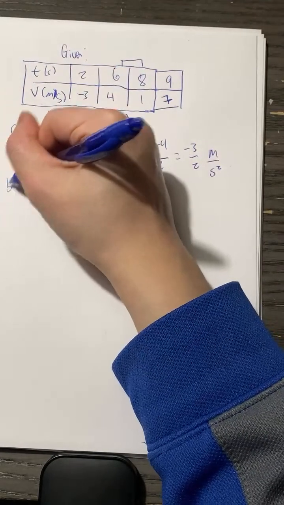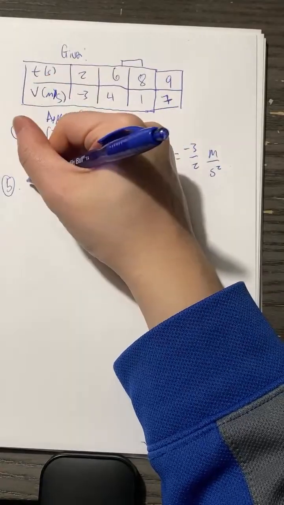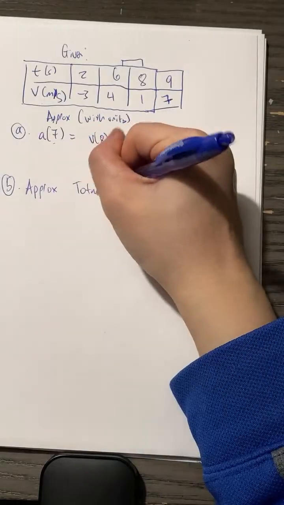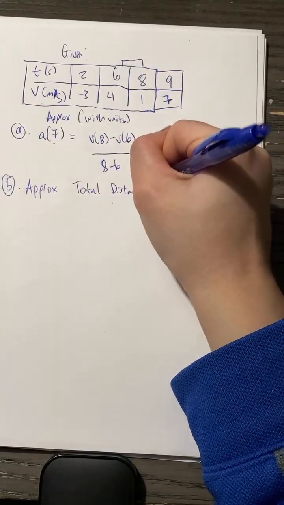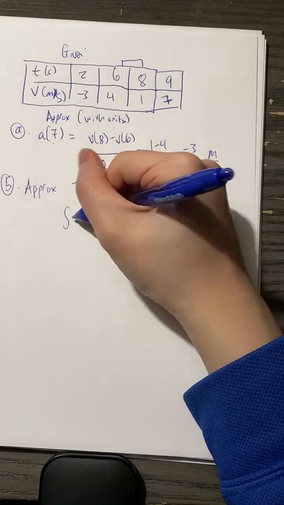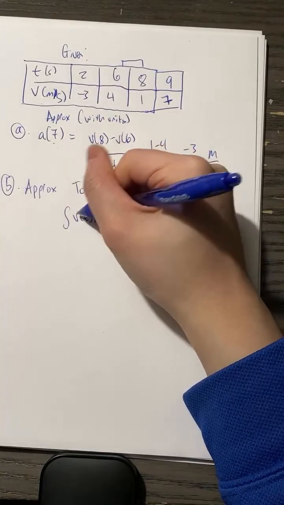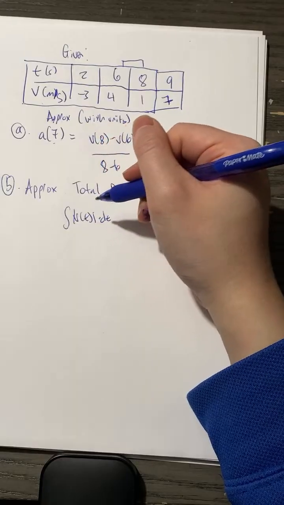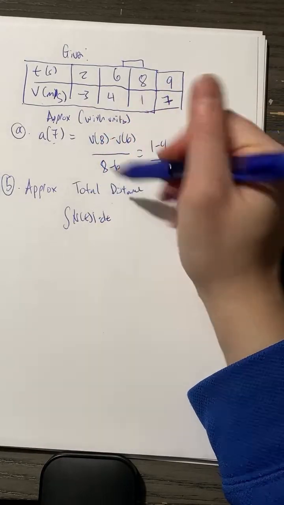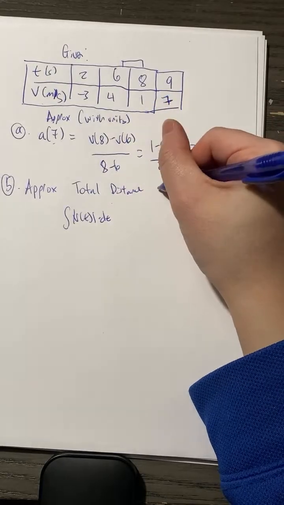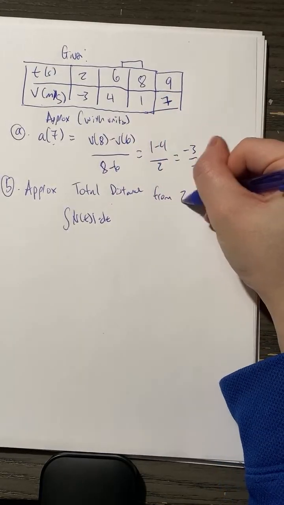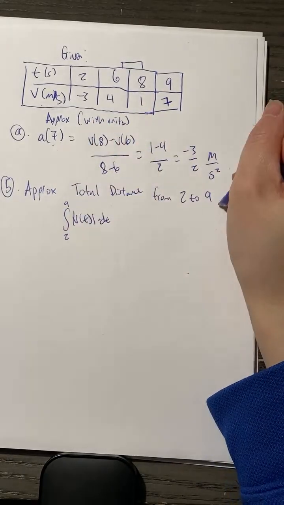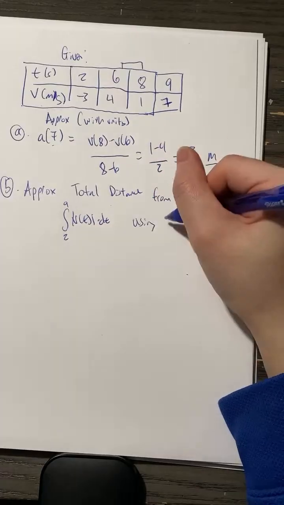Okay, second question. Let's approximate total distance, which is this formula again. So it's the integral of the absolute value of velocity. The integral of just regular velocity without the absolute value is total displacement. But in this case, we're doing total distance, and we're going to go from 2 to 9, which is just the entire table. And we're going to approximate it using a trapezoidal sum. So that's the hardest sum.